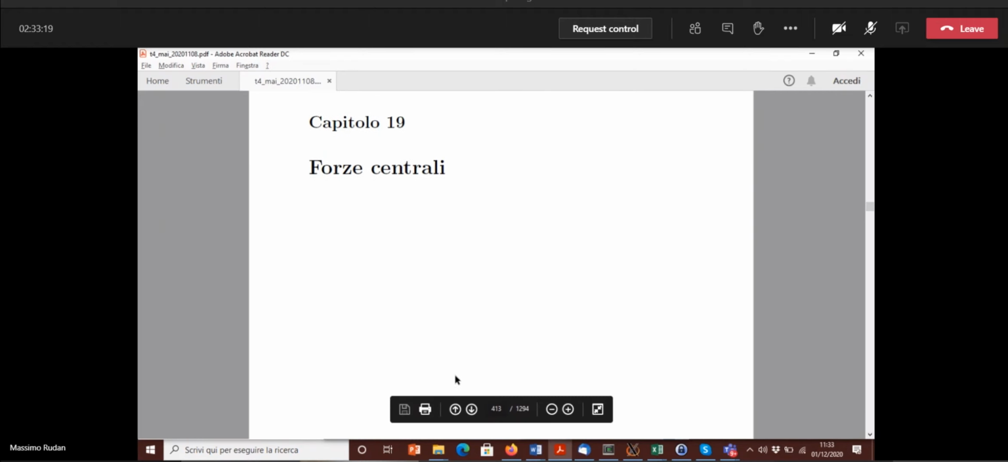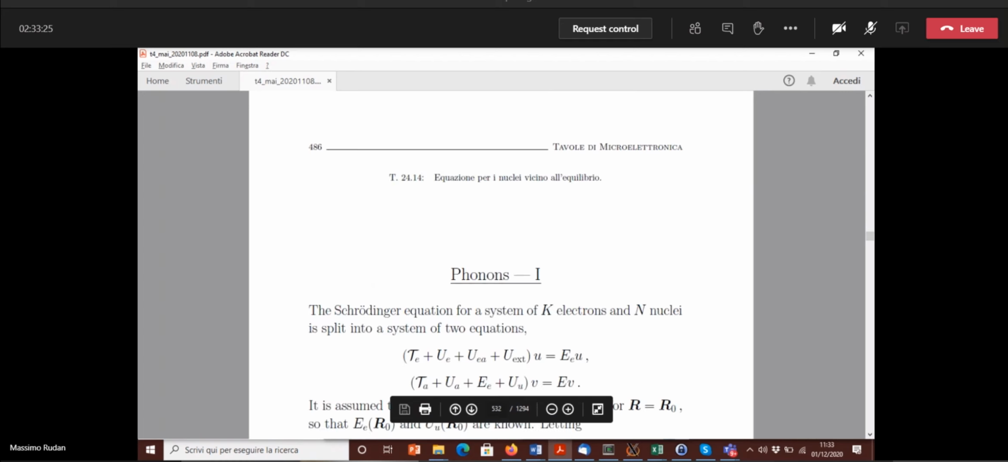Now we skip this part. And we do the same thing with the phonons.